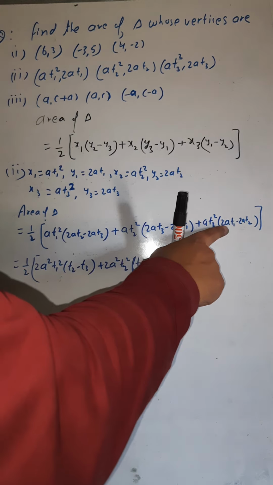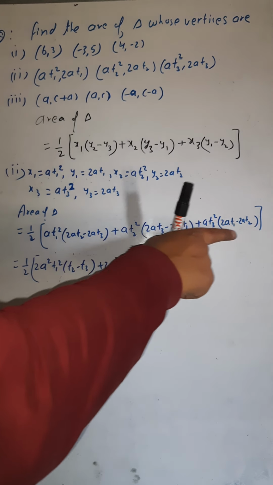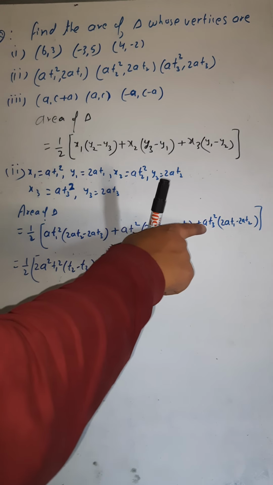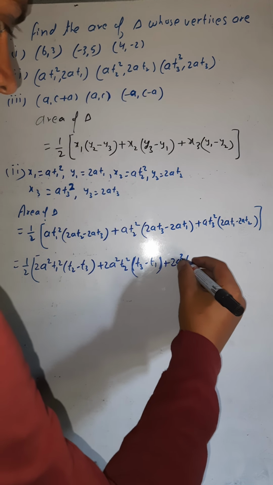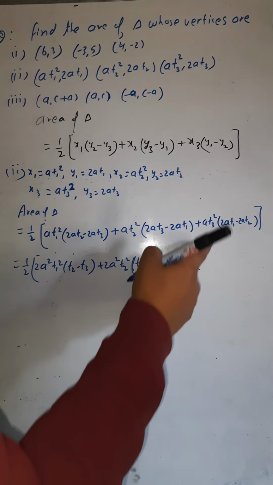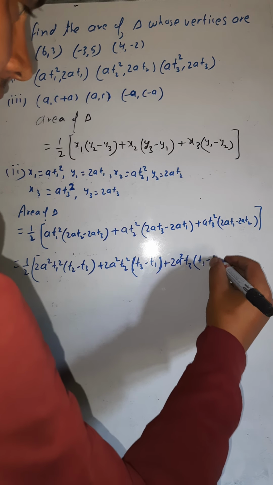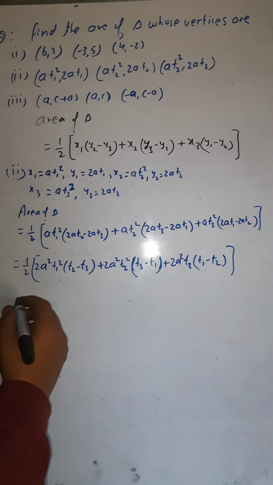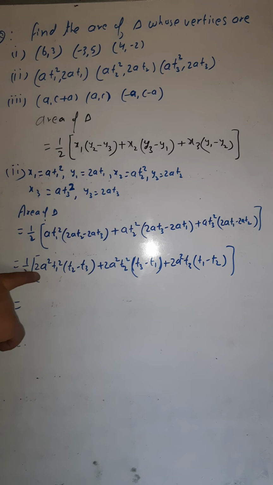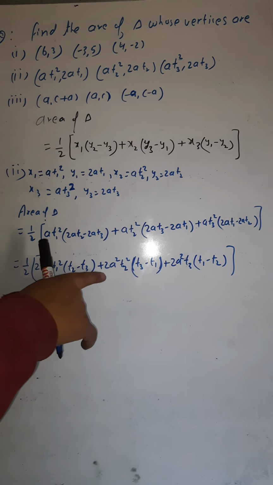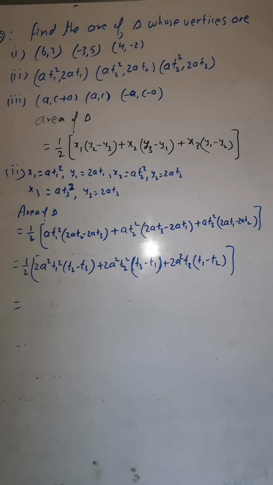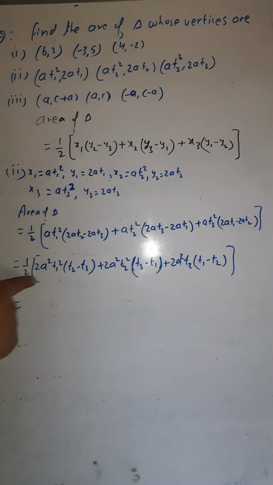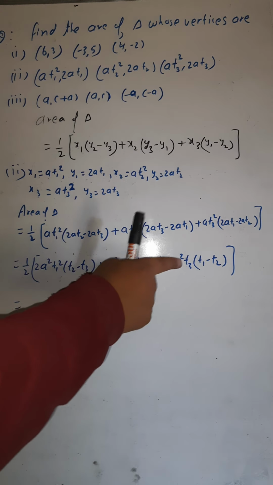So 2a square, t2 square, t3 minus t1. And again, you can take 2a common from here also. If you take it out, it would become 2a square, t3 square. Inside the bracket, what would be left there? t1 minus t2. Okay. Now look here. 2a square you can see here also, here also, here also. This 2a square, I can take it out from this big bracket, I can take it common.